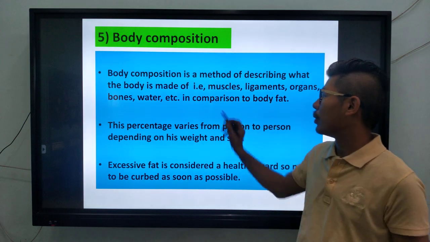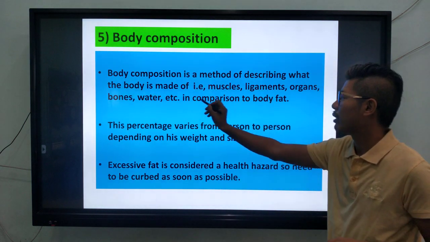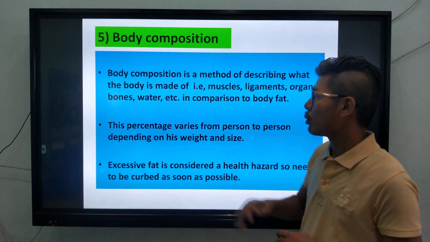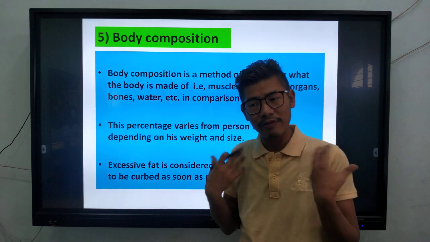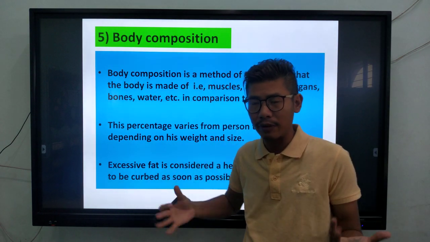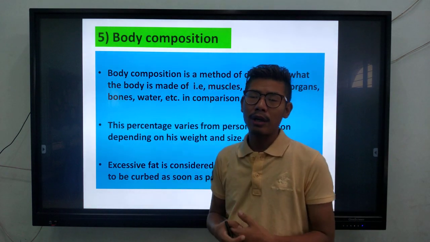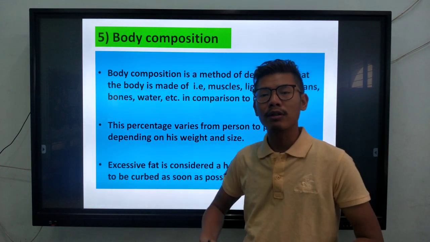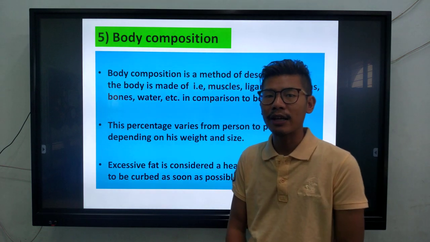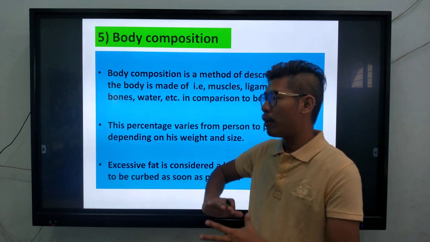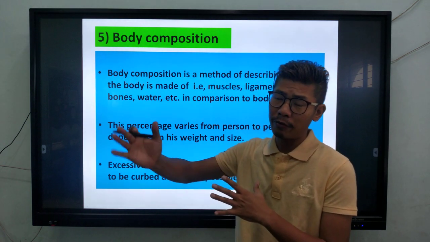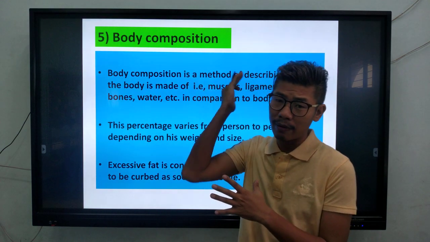In comparison to the body weight, you have these body parts in you, which are God-gifted, and after that we have this natural body. But body fat is an excess that we develop in the body because of eating too much or because of lack of exercise. So if you have too much fat, what happens? Your body composition will be very low.